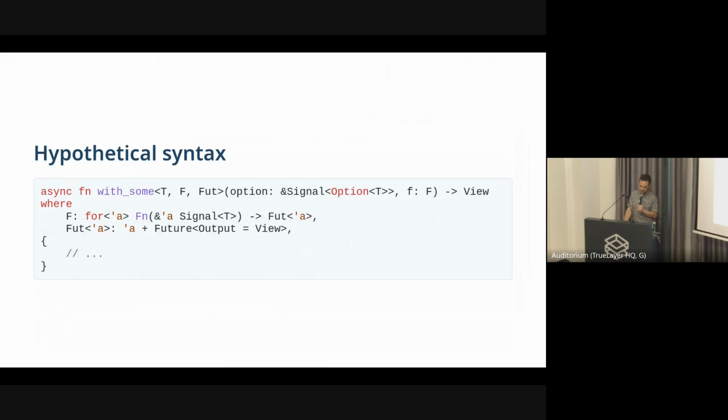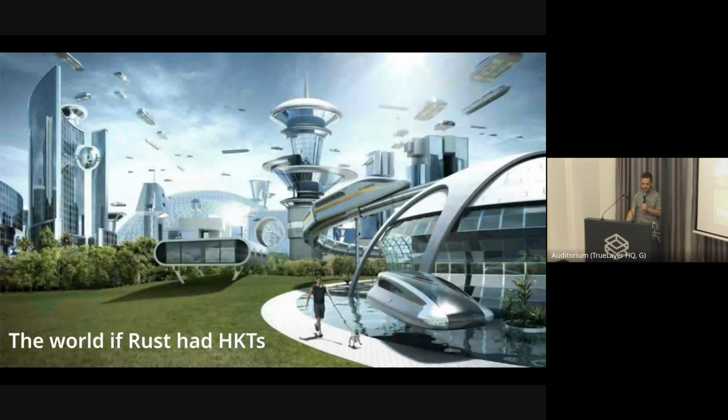But we can imagine some hypothetical syntax like this, where we'd be able to quantify over a family of types. As a Haskell programmer, I had to put this here. Personally, I think Rust is in denial, and we'll add this eventually, but I don't call the shots, so I don't know.